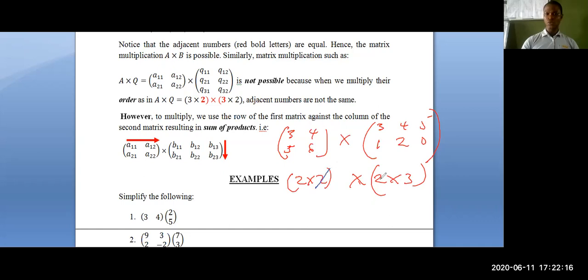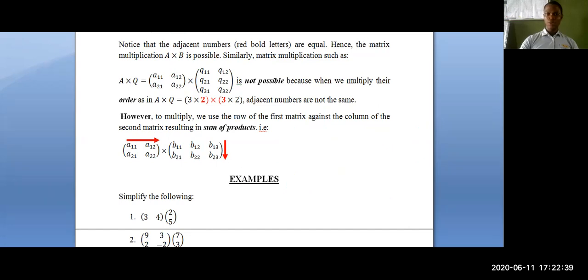This 2 is equal to this 2. They are the adjacent numbers. Now, what is remaining is a 2 by 3. So it implies that with this method, you already know the nature of the answer you expect to have. So if we don't get a 2 by 3 matrix, then of course, you know you are wrong. All right. So let's just go to our example, and of course, we are going to understand better.